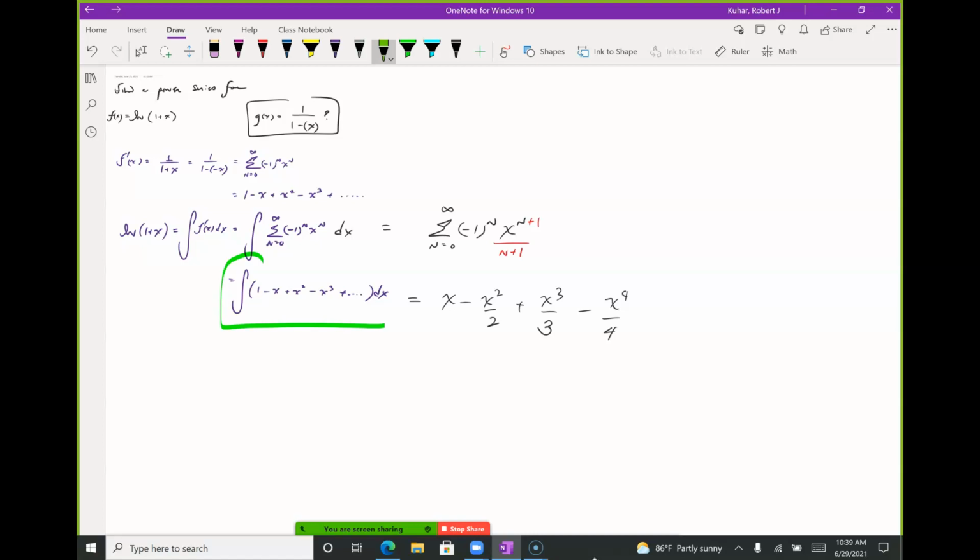I can manipulate this a little bit. x to the 1 over 1. Eventually, I'm going to get to x to the n over n, right? Are you with me?